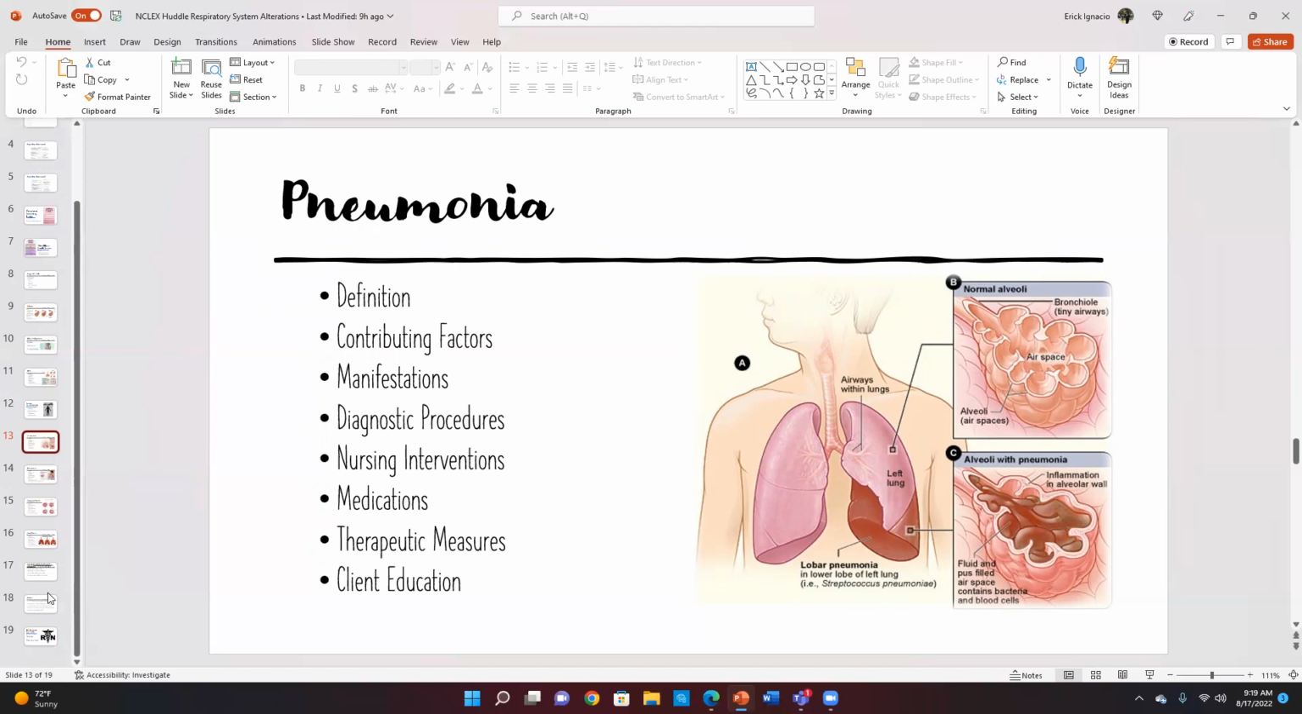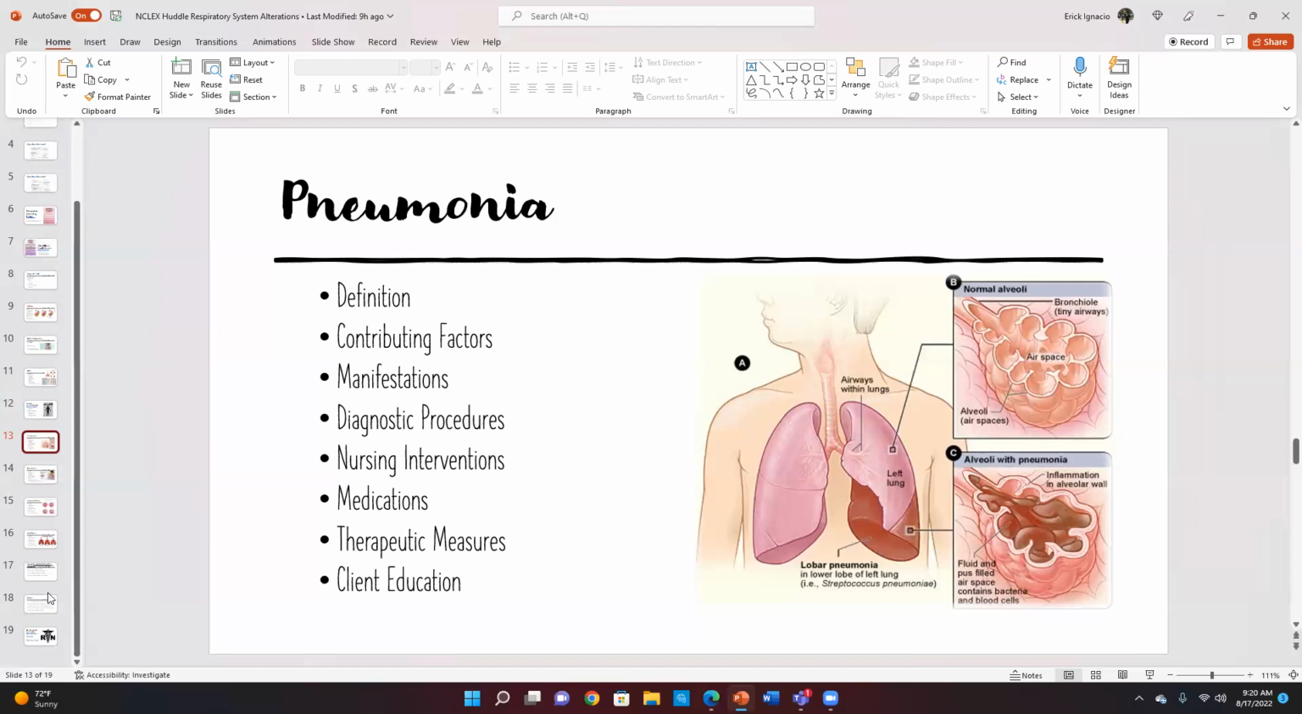No influenza vaccine within the last year. The patient may also have contributing factors of chronic lung disease. They may be immunocompromised. The patient may be on mechanical ventilation. Maybe the patient is a post-operative patient. Maybe the patient was sedated or using opioids, or prolonged immobility could be a contributing factor, tobacco use, and enteral tube feeding. So what are the manifestations of pneumonia?